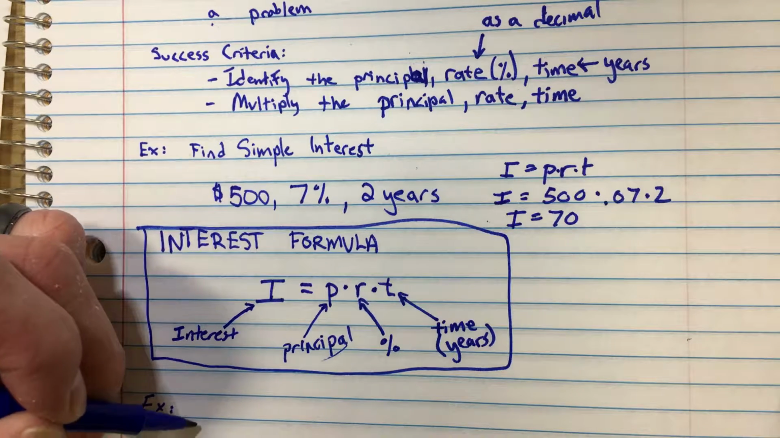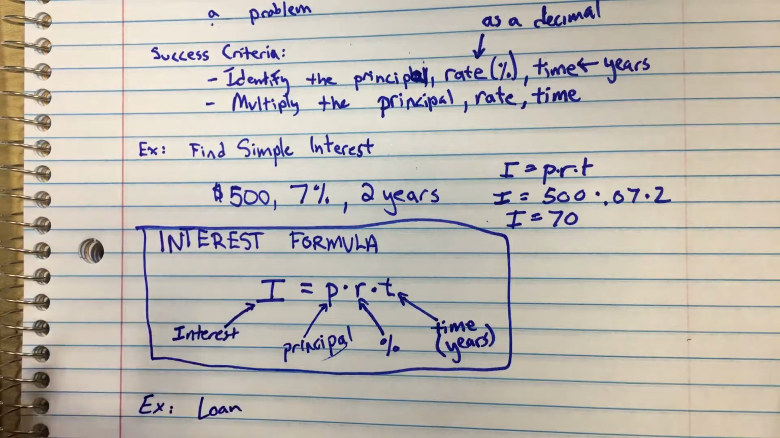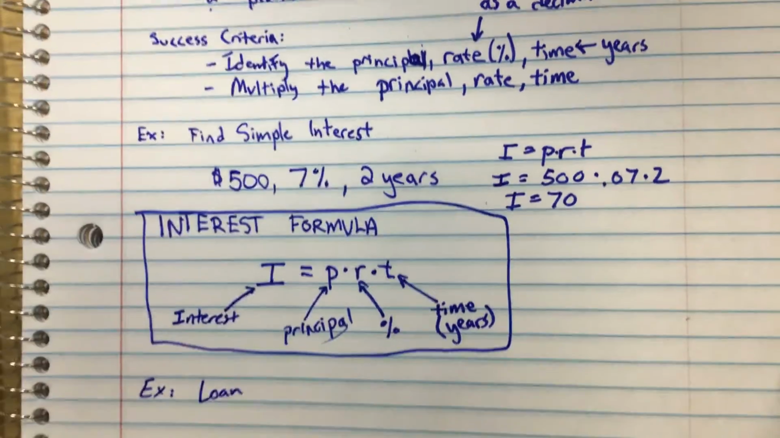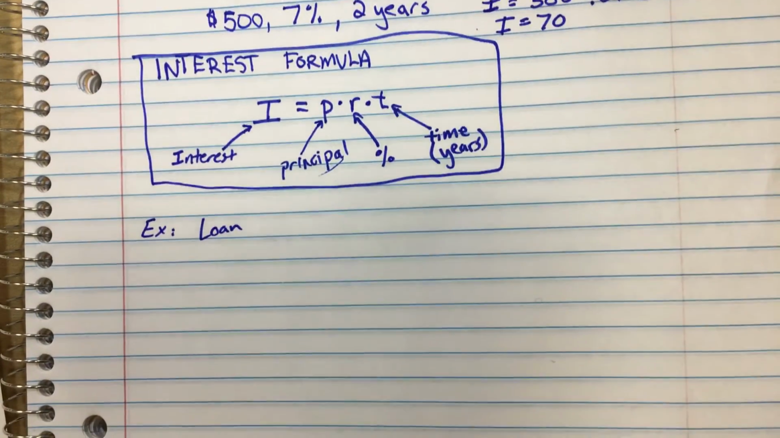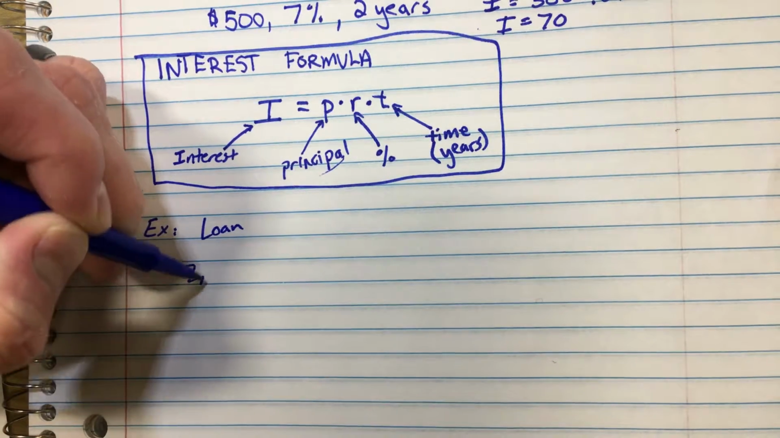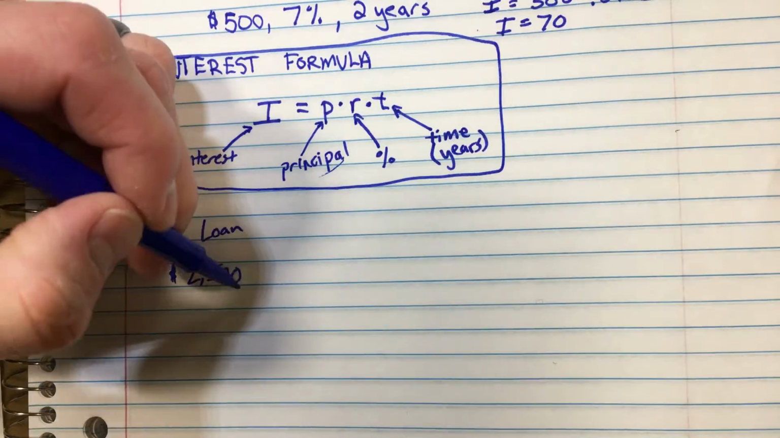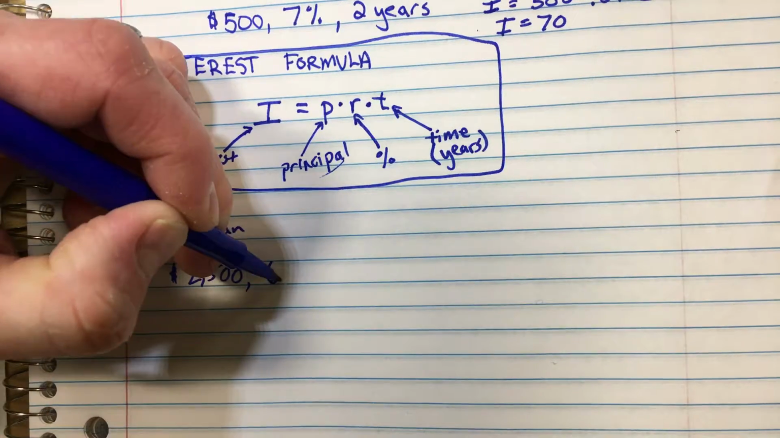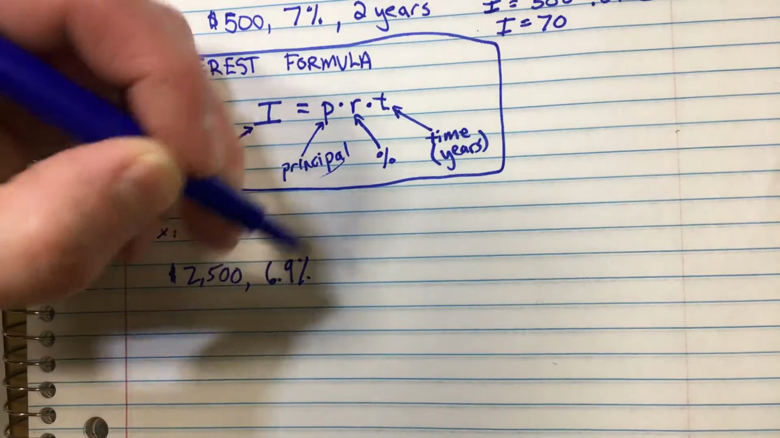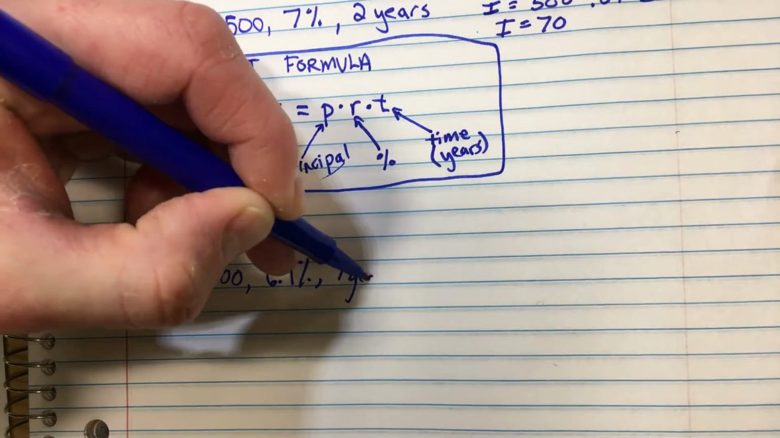So let's say you borrow. So you're taking a loan. Let me move my camera down a little bit. So let's say you take a loan for $2,500, and your interest rate is 6.9%, and you take your loan over 7 years. So you got it for a while.